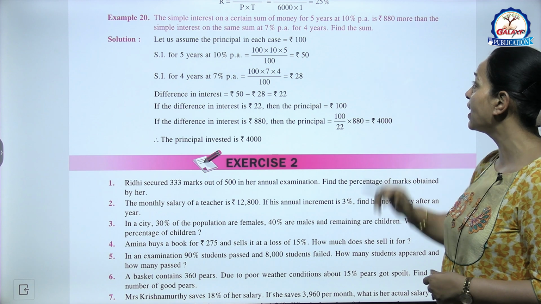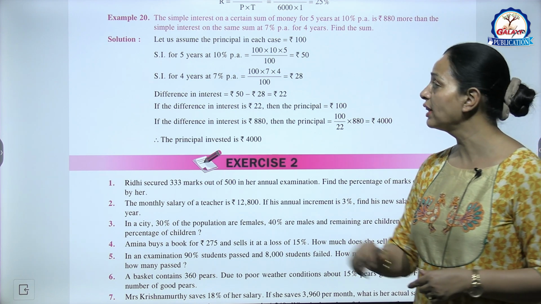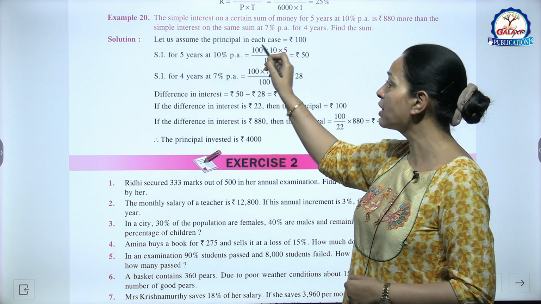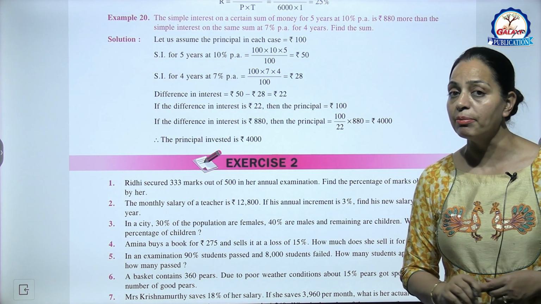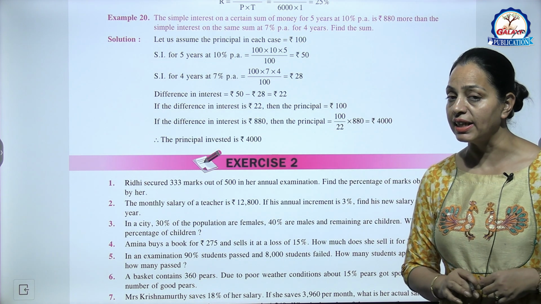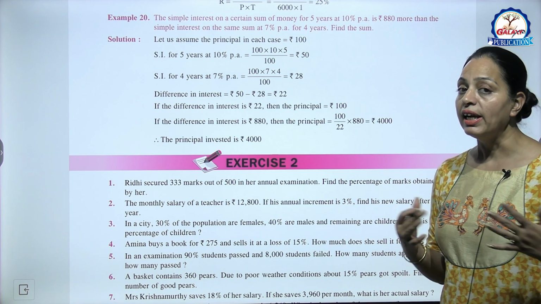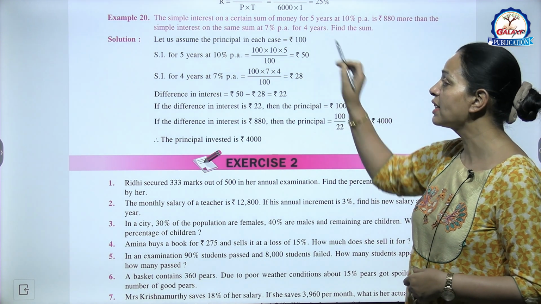Now example 20. The simple interest on a certain sum of money for 5 years at 10% per annum is rupees 880 more than the simple interest on the same sum at 7% per annum for 4 years. Find the sum. Now here P is missing. Okay, so what to do? Let the principal be rupees 100.